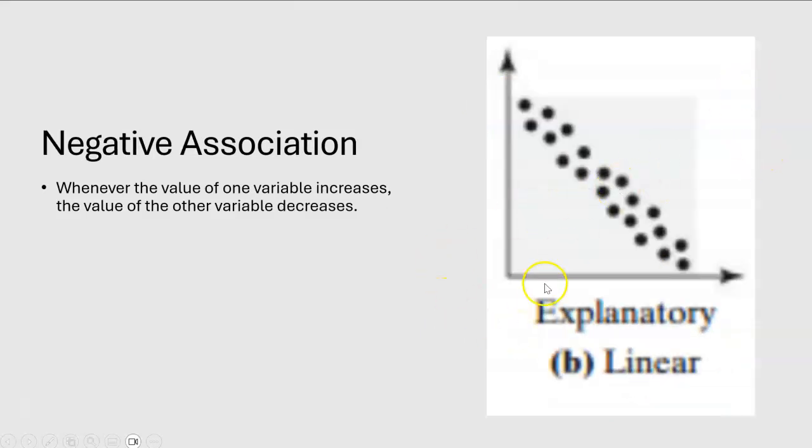Now, if the value of one variable increases and the value of the other variable decreases, this is a negative association. So as you can see, this is a linear relationship and it's trending down in a negative direction. So here we will say there is a negative association.